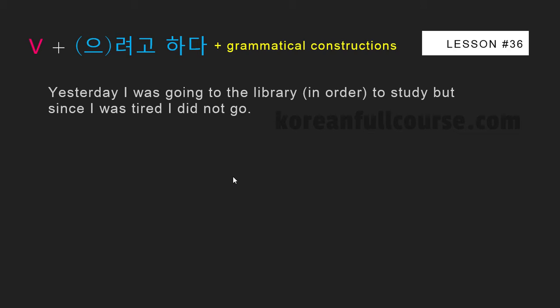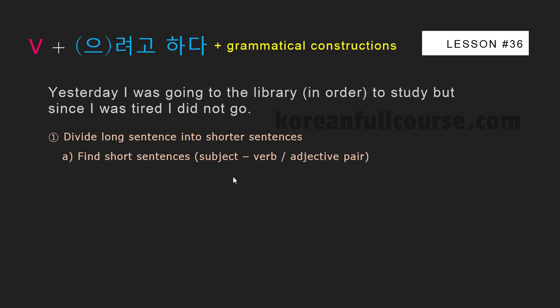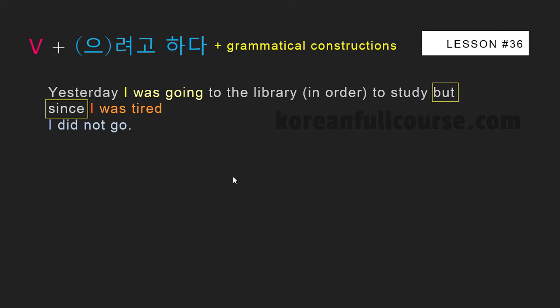Okay, first, what you need to do is to divide long sentences into smaller ones. How to do this? You need to find a subject and a verb or an adjective which is directly related to the subject. Here I found 3 short sentences. I was going, I was tired, and I didn't go. Next thing you need to do is to find conjunctions that connect these short sentences. If you have 3 short sentences, then you will have 2 conjunctions. Here are the conjunctions: but and since. Now translate each sentence as if it was an independent sentence. Don't translate conjunctions. Pause the video and try it for yourself.